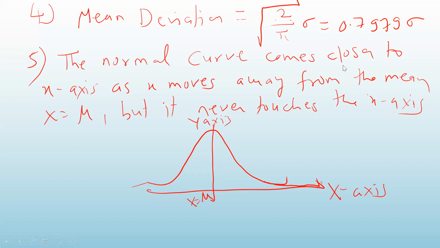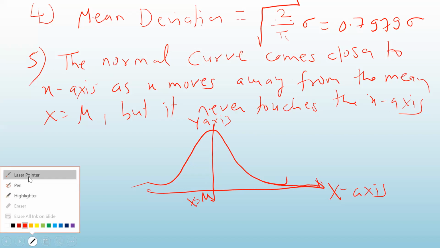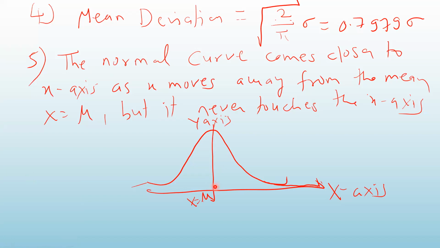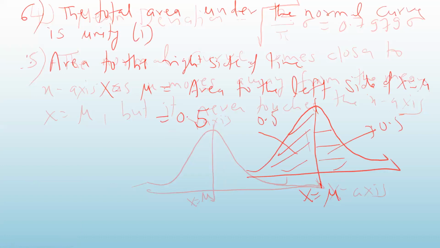Then the normal curve comes closer to the x-axis as x moves away from the mean. You see that this curve is coming very, very close to the x-axis in both directions as you move x. It will come close to the x-axis, but it will not touch the x-axis.